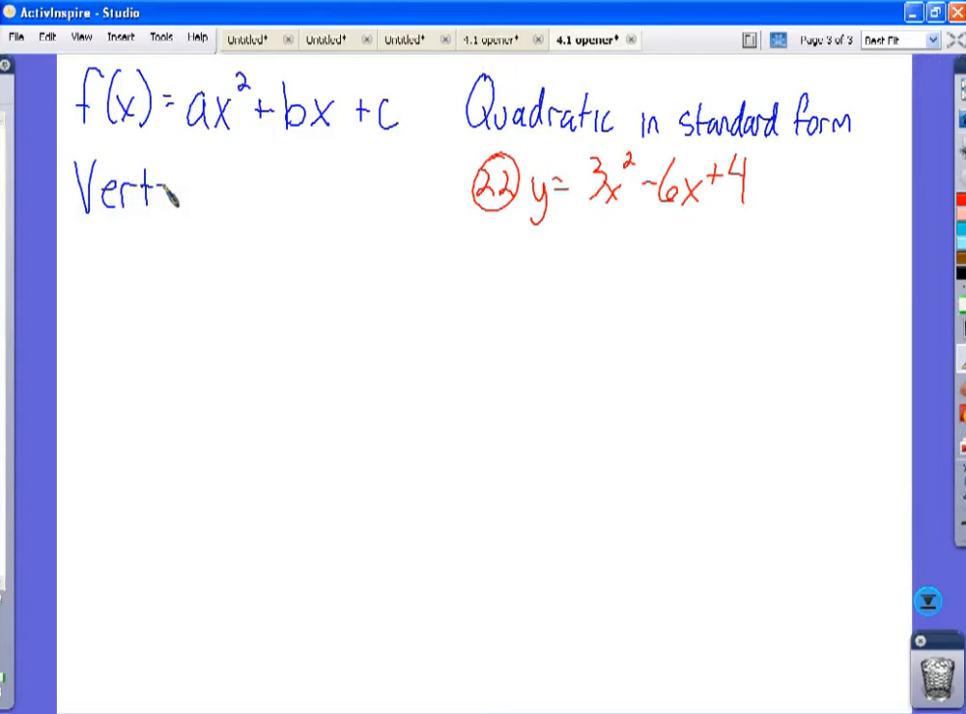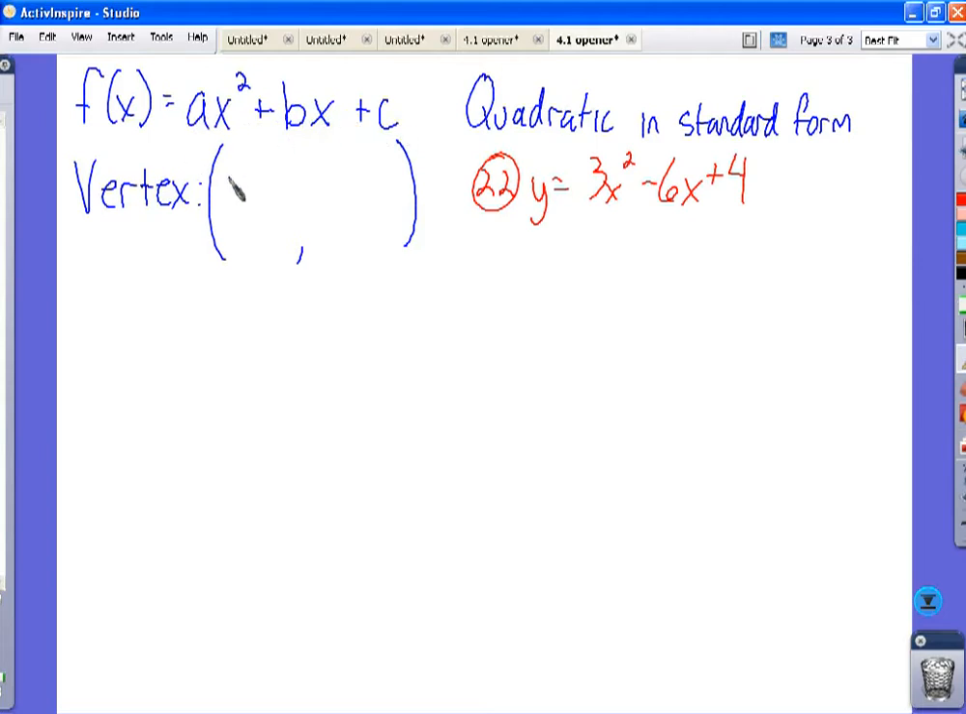So to find the vertex, there's two parts to the vertex. What are the two parts? The vertex is a point, right? The point somewhere on the graph. What are the two parts to any point on the graph? X and y are the two parts to a point on the graph. Okay? So we need the x part of the vertex and the y part. So first we'll talk about how to find the x.